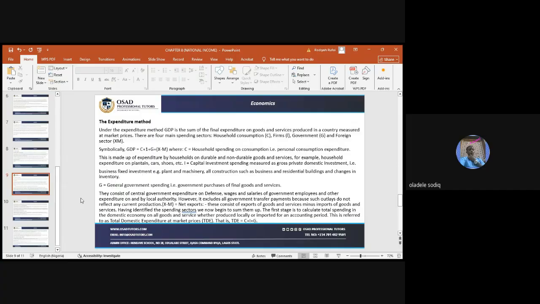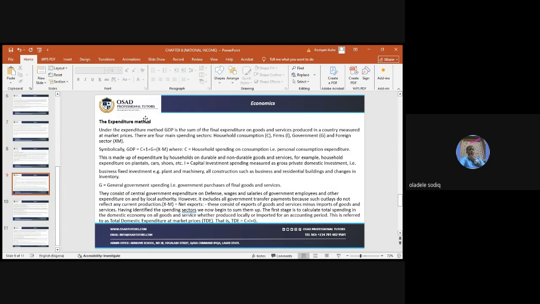Then the third one is the expenditure method. And what is the expenditure method? Look at the formula here. Under the expenditure method, GDP is the sum of the final expenditure on goods and services produced in a country, measured at market price.